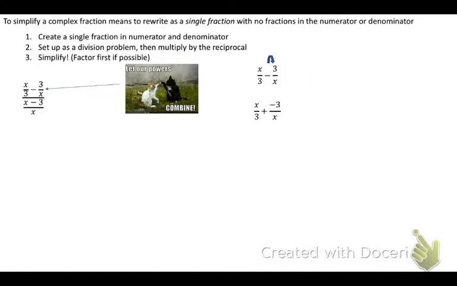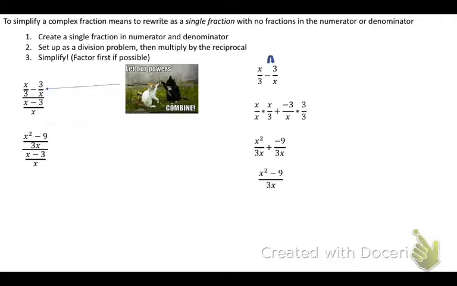Then I'm going to multiply that first fraction by x and multiply the second fraction by 3. So I end up with x squared over 3x plus negative 9 over 3x, which is x squared minus 9 over 3x. So that's what's going to replace the top there.